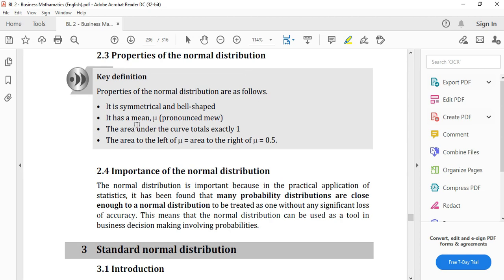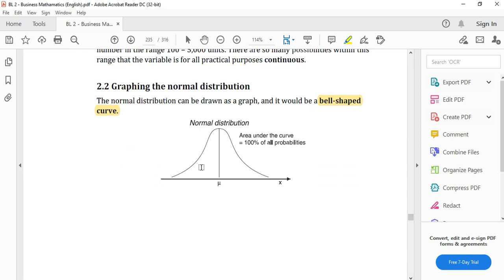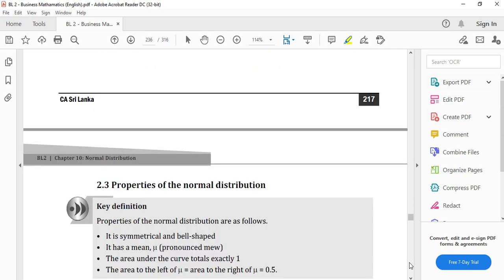Again, they mentioned a normal distribution curve is generally symmetrical and bell-shaped, and it has a mean pronounced as mu. The area under the curve totals exactly 1, and the area to the left of mu is equal to the area to the right of the mean, which is 0.5 on each side. So this side is 0.5 and this side is 0.5. 0.5 plus 0.5 is equal to 1, which is the area under the graph.